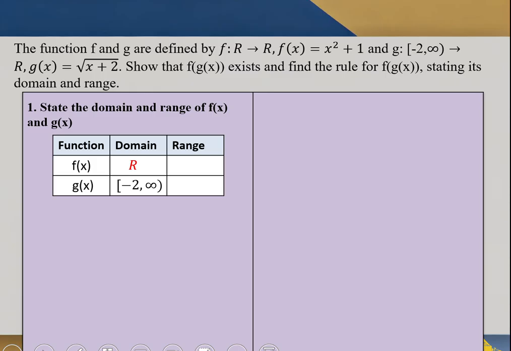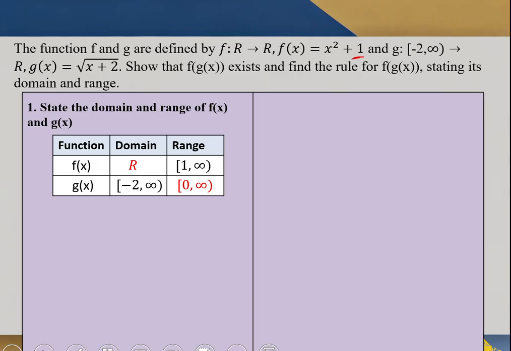Likewise with range, for a parabola, range starts with your turning point, and my turning point is at 1, and it's a minimum, so it will be 1 to infinity. Whereas if I look at g of x, the square root is positive on the outside, which also means that I'm dealing with positive numbers, so it'll be 0 to infinity.